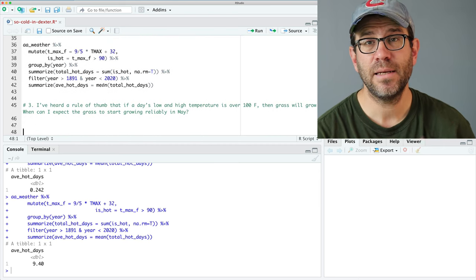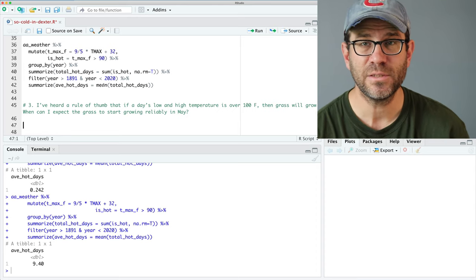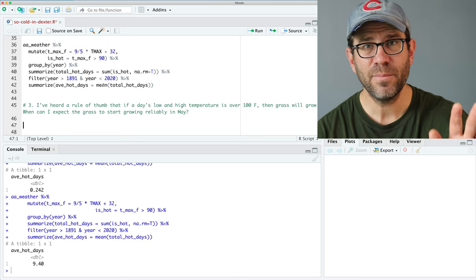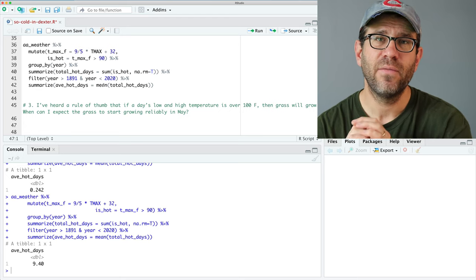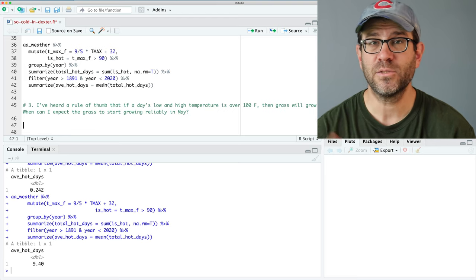So let's try this again now with a different question, which is based on a rule of thumb that I recently heard on social media, that if you add the low temperature and the high temperature for the day, and the temperature is above 100 degrees, then grass will grow.